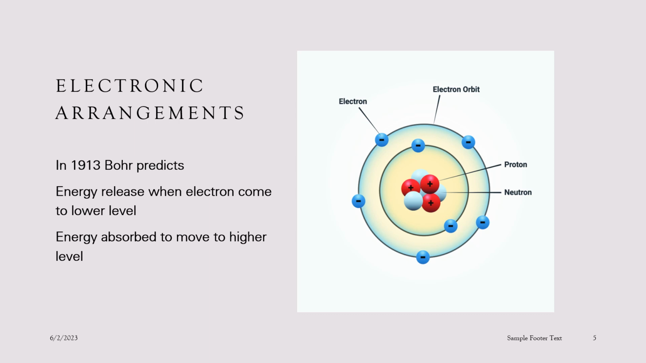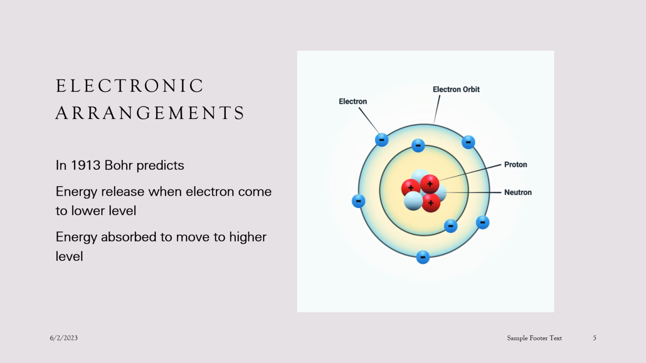Now next, moving towards the electronic arrangement, which is the actual part of the discussion. In 1913, Bohr predicted the electronic arrangement. Prior to that, the Thomson model came into existence, where he was not able to fully explain the existence or the positioning of electrons in the atom. So later on, we accepted the theory given by Bohr in 1913.